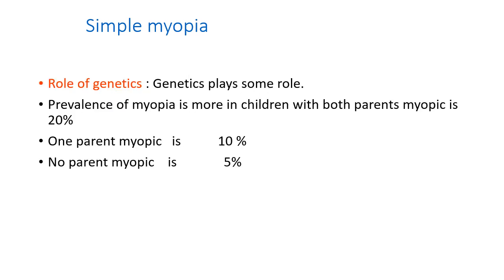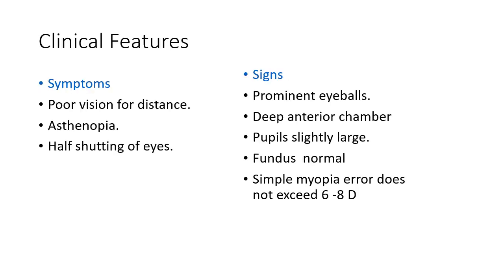What is the role of genetics? The genetics plays some role. Prevalence of myopia is more in children with both parents myopic, 20%. If one of the parents is myopic, then the prevalence is 10%, and if no parent is myopic, the child can have myopia in 5% of the children.